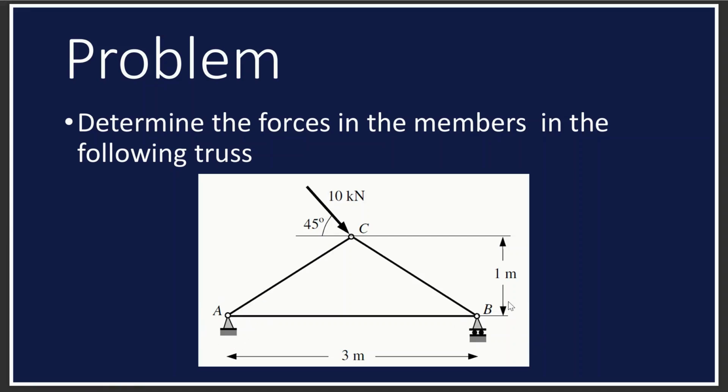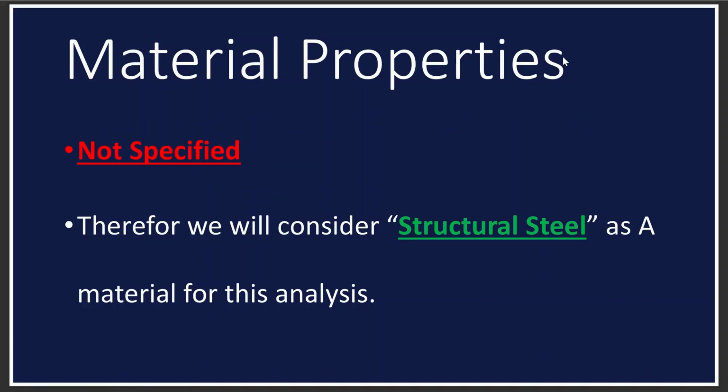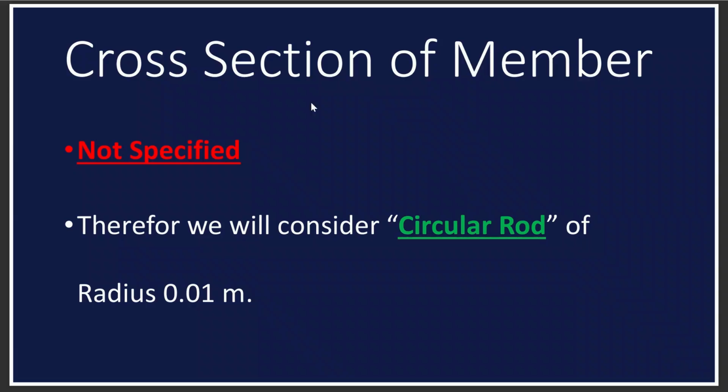Now, material properties are not specified here, so for this analysis we will consider structural steel as the material. Also, the cross sections of the members are not specified, so we will consider a circular rod of radius 0.01 meter in this analysis. So let's move to the ANSYS Workbench.